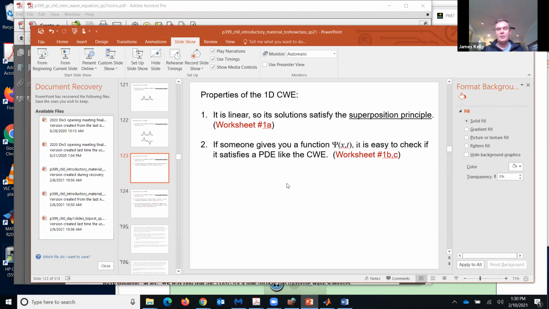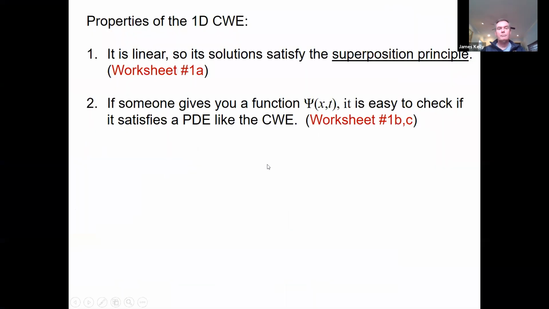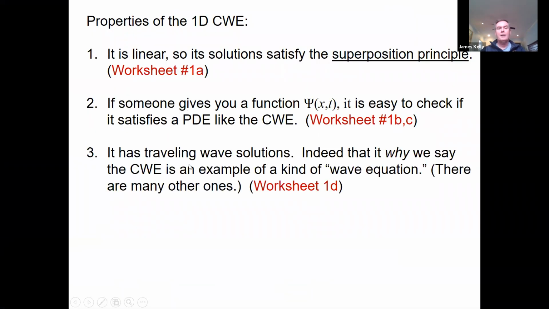All right, let's go back to the slides. I guess I shouldn't have gone in slideshow mode because we're going to go back to the worksheet again.